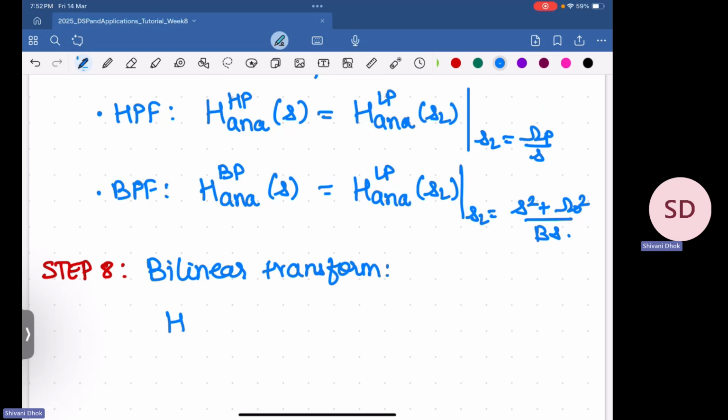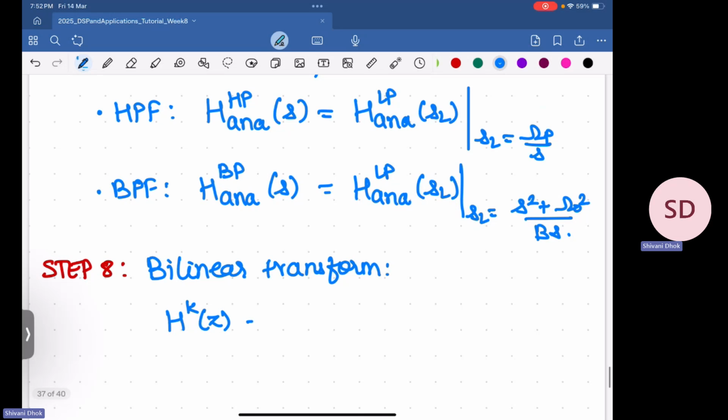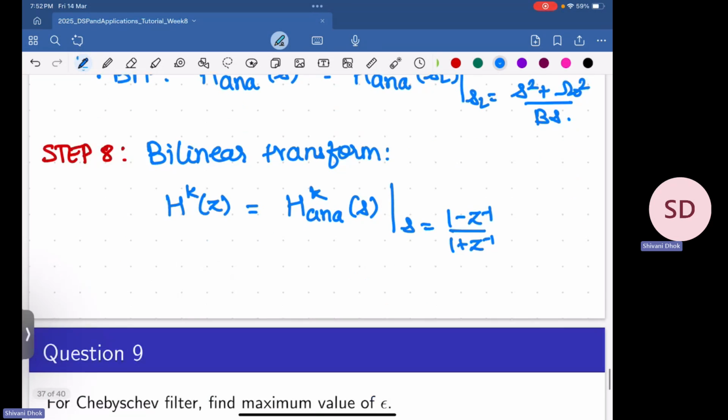That is get H_k(z). I'll tell what this k is as H analog of K(s), with s as (1 minus z inverse) upon (1 plus z inverse). And this k can belong from high pass, band pass, or band stop filter.